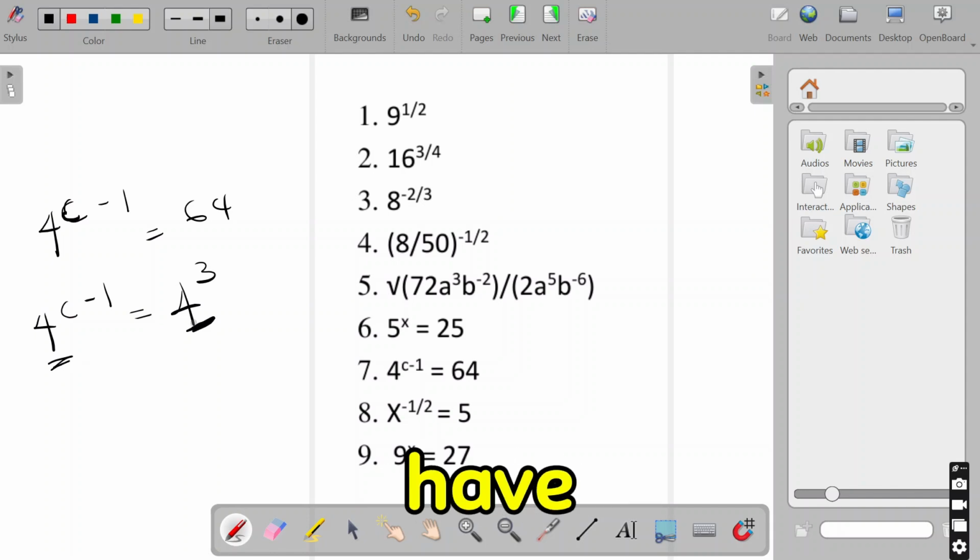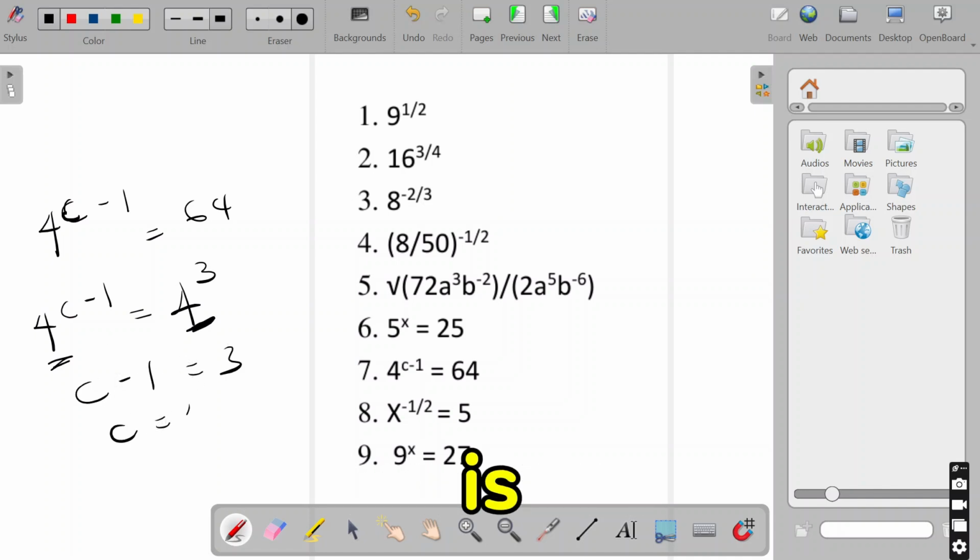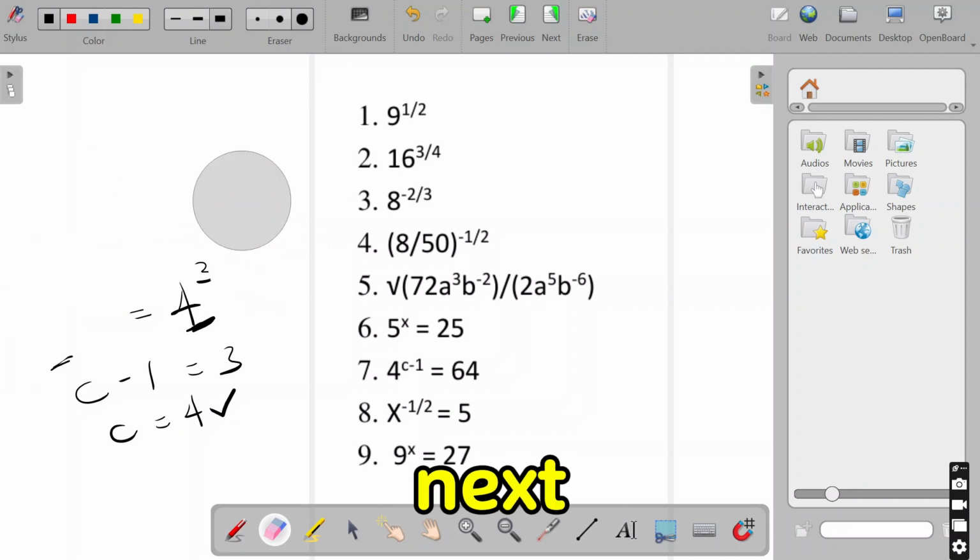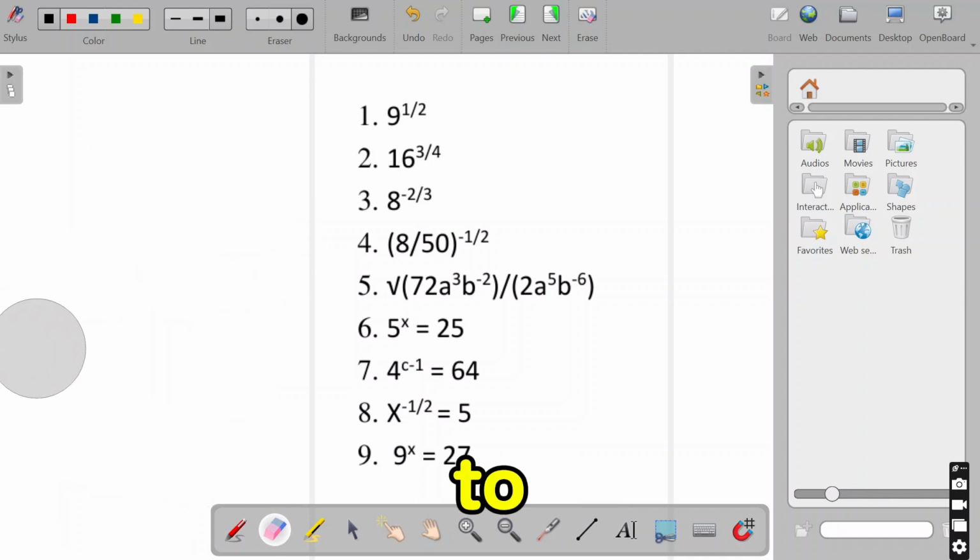So that means we have a relationship between the two. But we are not interested in the base now. We are interested in the index. So we have c minus 1 equals 3. So c becomes 3 plus 1, which is 4. So the answer is 4. Okay, let's quickly go to the next number.